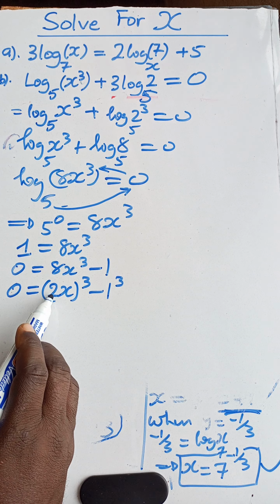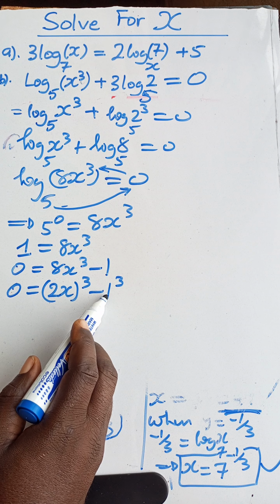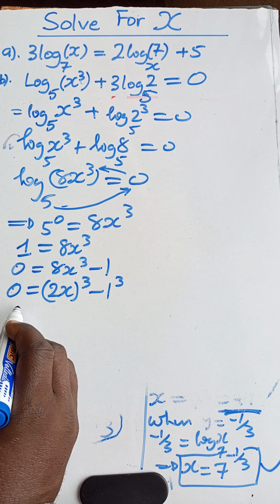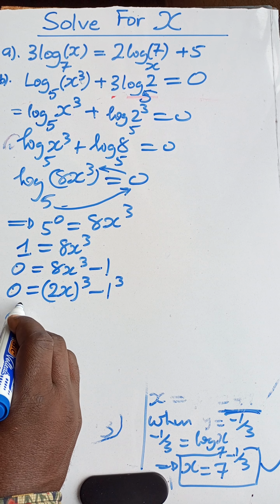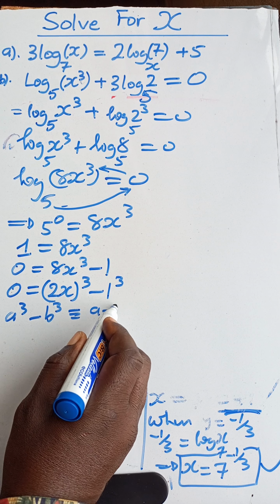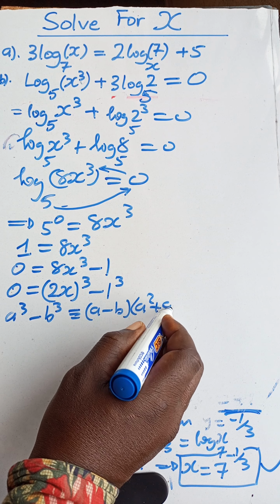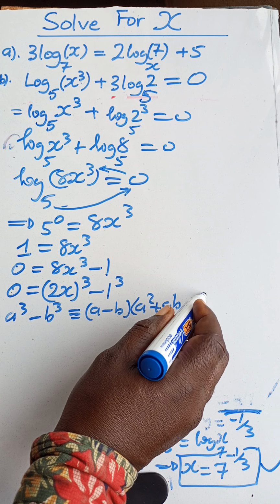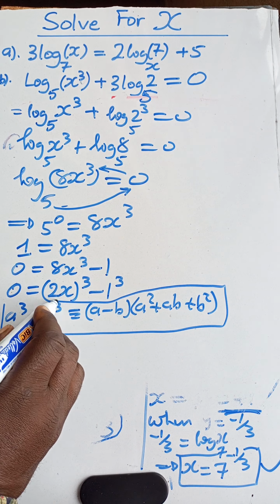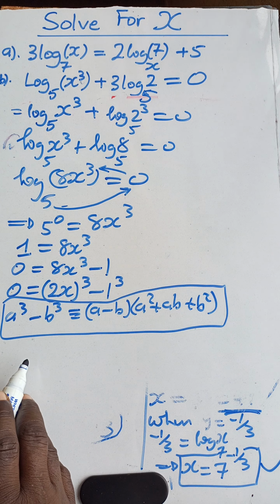8 is the same as 2 cube. Right? And 1 can be written as 1 to any power. But we have chosen 3 here so that we can use an identity that we know, the identity of difference of cube, which says a cube minus b cube is the same as a minus b into a squared plus ab plus b squared. This is the identity that we are going to use to solve this equation.